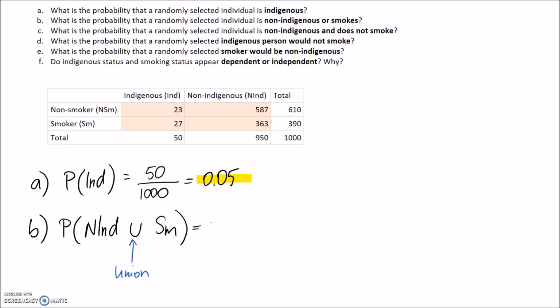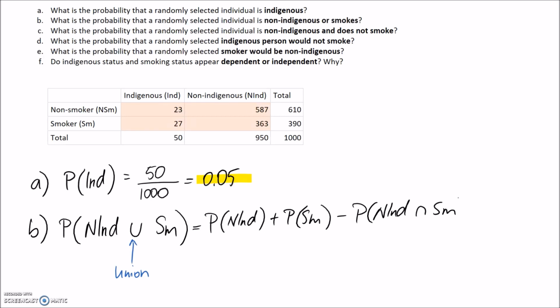So we can write the equation for that. So it's the probability that the first event happens plus the probability that the second event happens minus the probability that both happen at the same time. Otherwise we're double counting them. So not indigenous and a smoker at the same time. Remember, this one here is the one for intersection. So that's the AND.